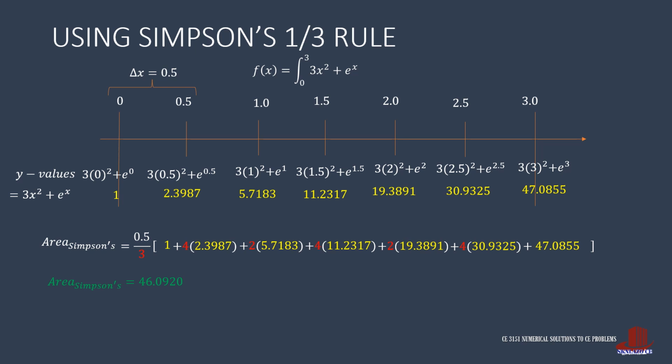The area using Simpson's 1/3 rule is then simplified as 46.0920. The different approaches yielded different areas, but the differences are minimal. But again, the most accurate is that of Simpson's, at 46.0920.